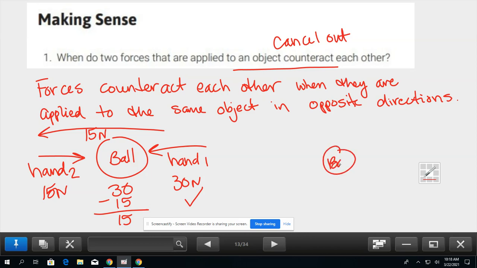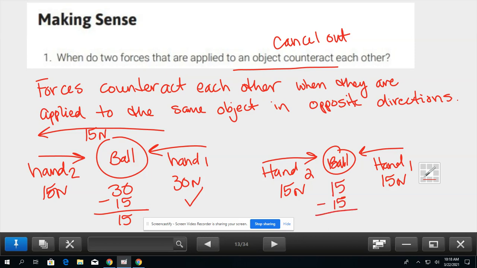If I have a ball and the hand is applying a force on this side and the hand is applying a force on that side, let's say that this is 15 newtons and this is 15 newtons. We have opposite arrows, so these forces are working against each other. So 15 minus 15 is 0. If I have 0 newtons of force, then there is no motion, and my forces are balanced.